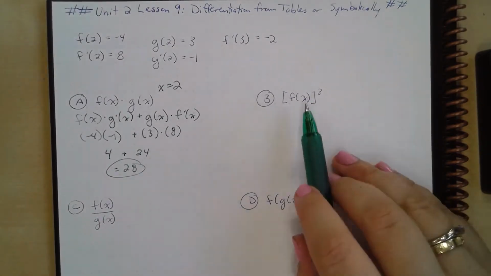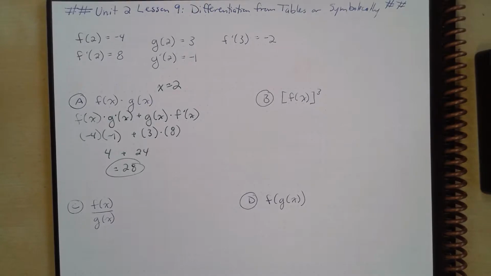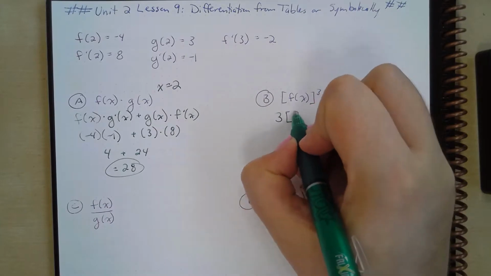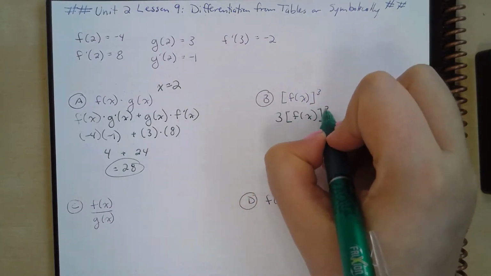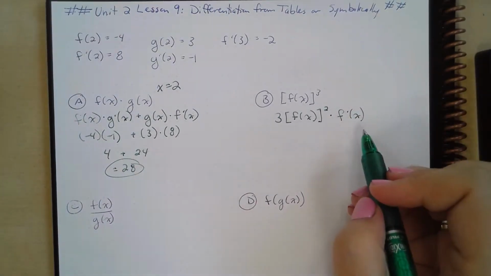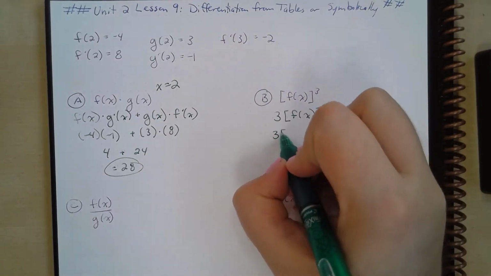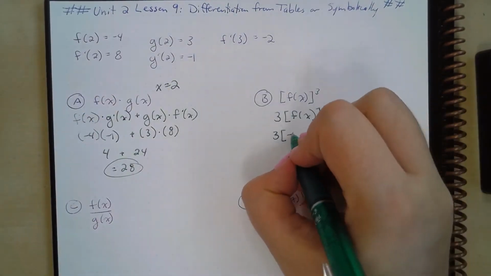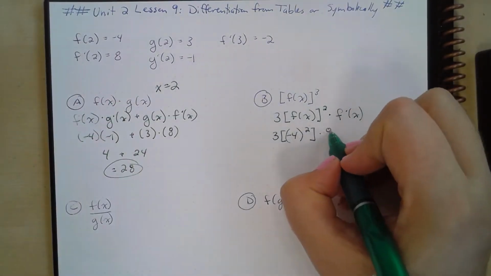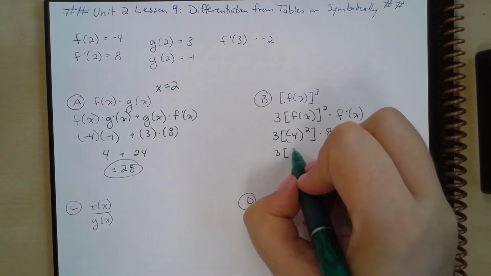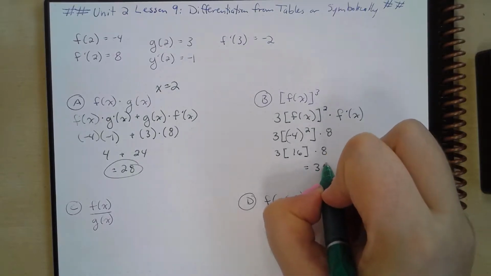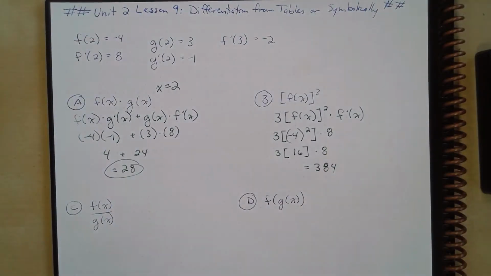All right, so here we've got f of x to the third power. And if we want to find the derivative of that, we're going to use our chain rule. So this is going to be equal to 3 times f of x squared times, remember we've got to take the derivative inside, f prime of x. And we're finding this again at x equals 2. So this is going to be 3 times, well, f of 2 is equal to negative 4. We've got negative 4 squared times f prime of 2 is 8. So now we have 3 times 16 times 8, which is going to equal 384.